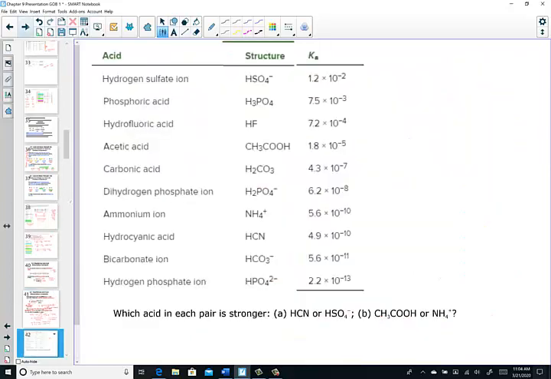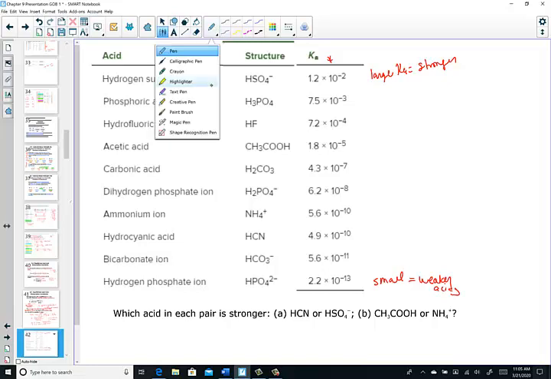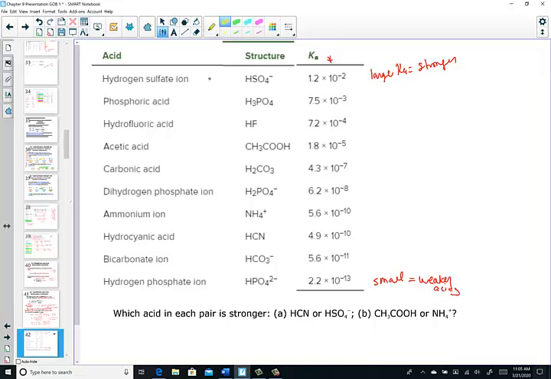And now you can see a structure of this Ka. These are Ka values. The strong acids have large Ka values. The weaker acids have small Ka values. So you can see these are weaker acids. So which in each pair is stronger? Let's find HCN. HCN is hydrocyanic acid. You see it? And HSO4 negative.